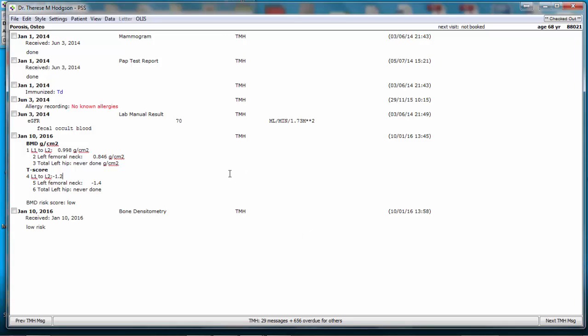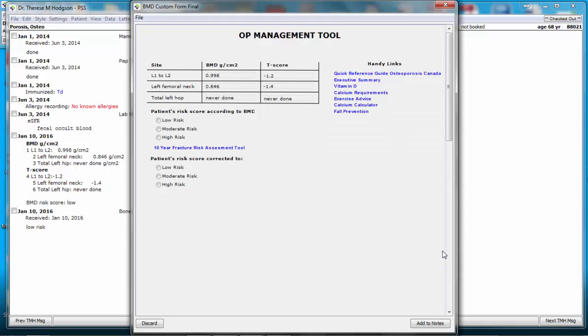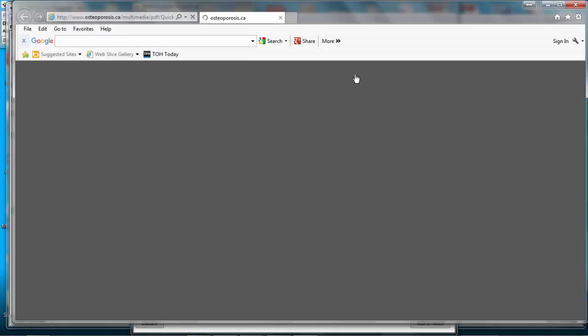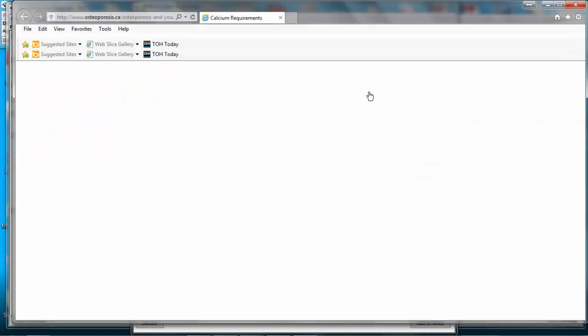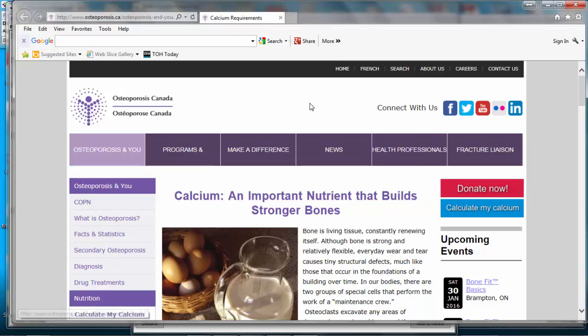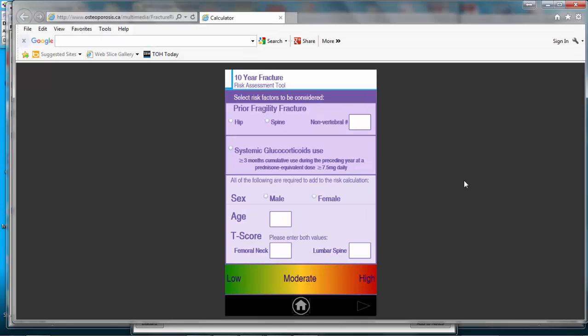So let's have a look at a custom form, the F2 BMD custom form. We see here that the information is drawn from the chart into this table, and to the right you have quick links such as the osteoporosis guideline and other areas of the Osteoporosis Canada website. So we deemed our patient to be at low risk, but let's first do the 10-year fracture risk assessment tool.